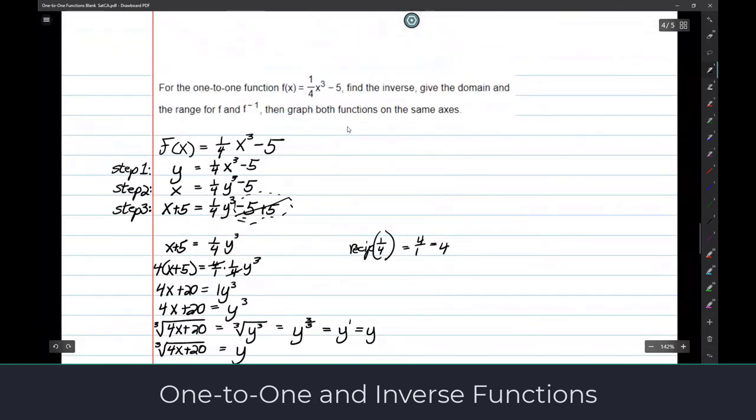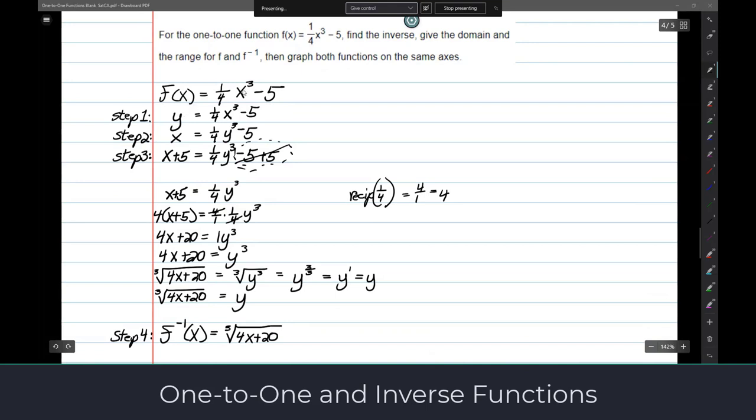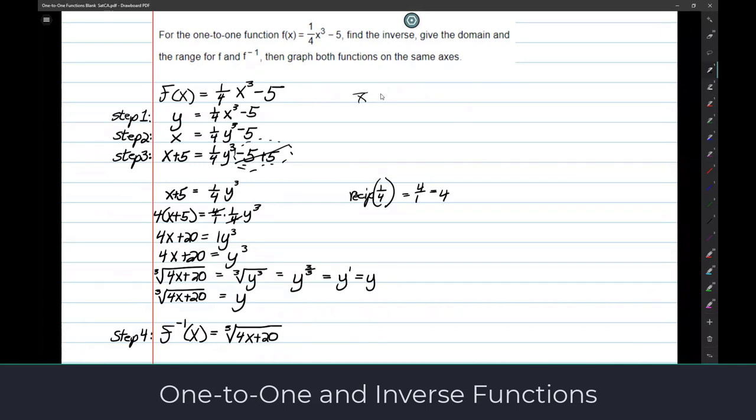Oh, I didn't graph them. Give the domain and range. I didn't do that. Bad me. You tell me, what is the domain of 1/4 x to the third minus 5? The three questions you ask yourself. Do I see a denominator with an x in it? No. Do I see any fraction exponents? No. Do I see any square roots or fourth roots with an x underneath? And the answer is no. So, guess what? There is nothing to prevent this domain from being negative infinity to positive infinity.